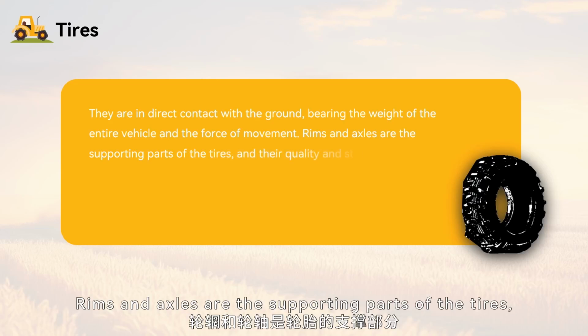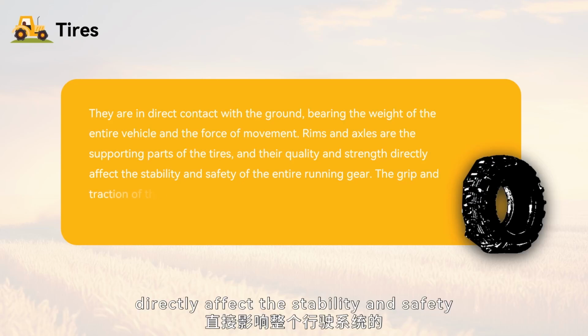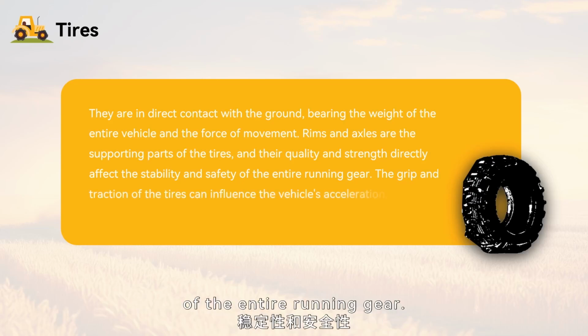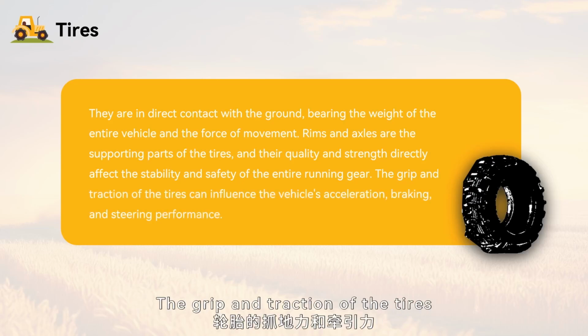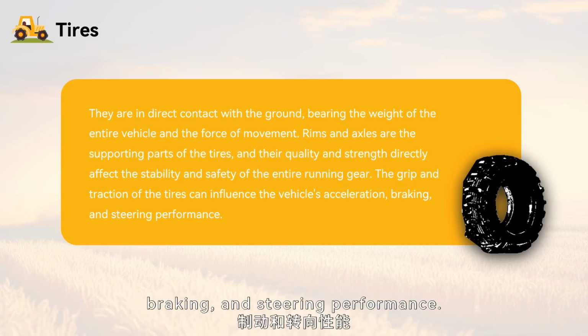Rims and axles are the supporting parts of the tires, and their quality and strength directly affect the stability and safety of the entire running gear. The grip and traction of the tires can influence the vehicle's acceleration, braking, and steering performance.